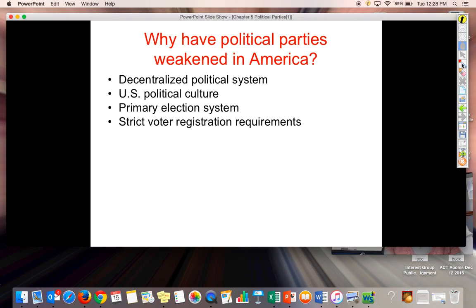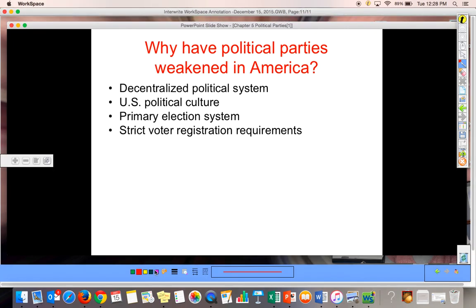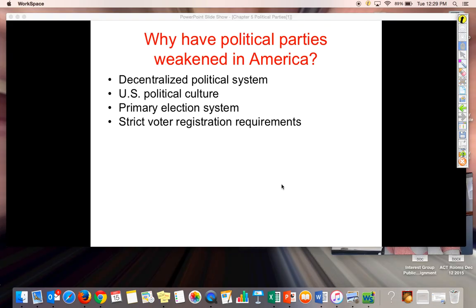I've talked about the electoral system quite a bit in class, but I can't stress enough how our electoral system really weakens political parties, especially our primary system. It really does a disservice to third parties as well. So I just wanted to mention that. Sometimes strict voter registration requirements hurt political parties because political parties need people to vote, and if they're not registered to vote, that creates a problem.